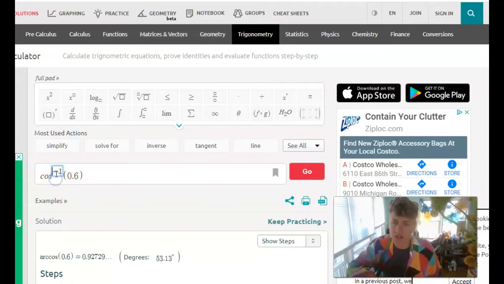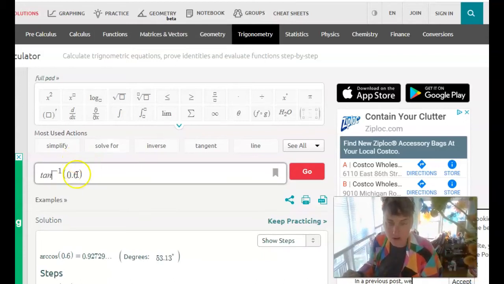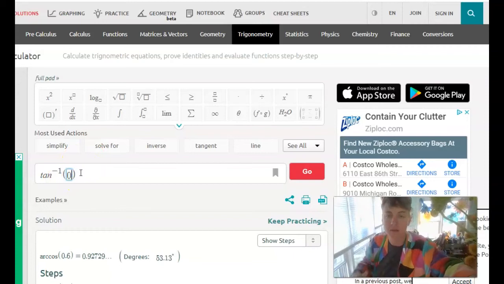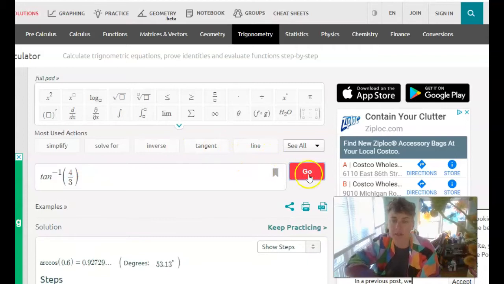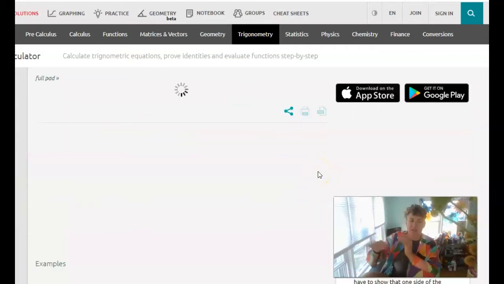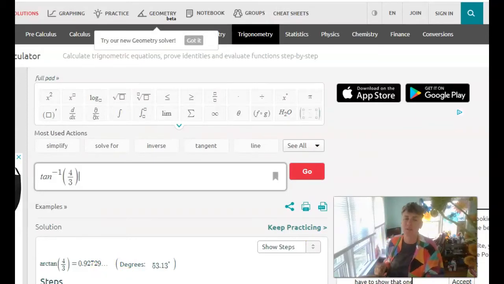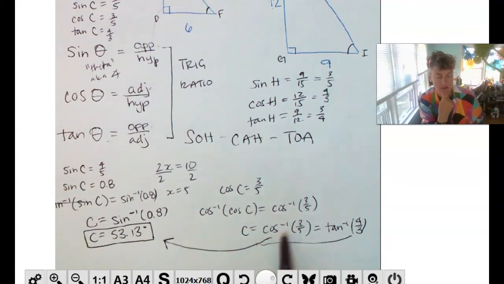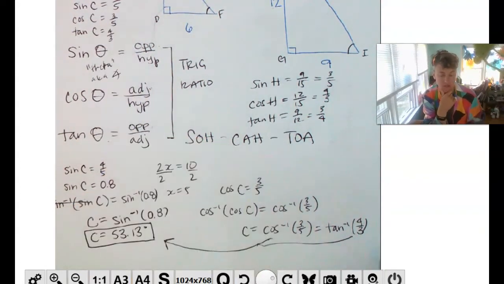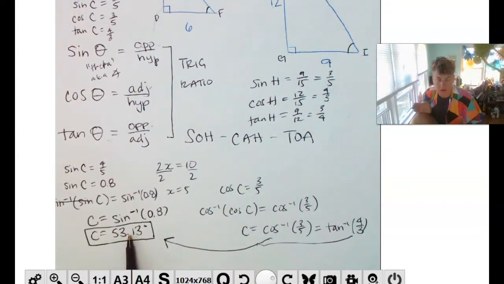And the tangent of C was 4/3. I'm not going to try for that as decimal, so I'll just do division 4/3. Plug that sucker in. Is it going to give us that 53.13 degrees? Pretty sure it's going to, because I know how this works. Yes, 53.13 degrees. Again, we plugged in the inverse cosine of 3/5 from that guy and the inverse tangent of 4/3 from that guy. We got that C was the same answer every single time.